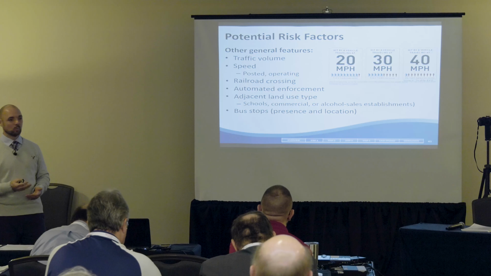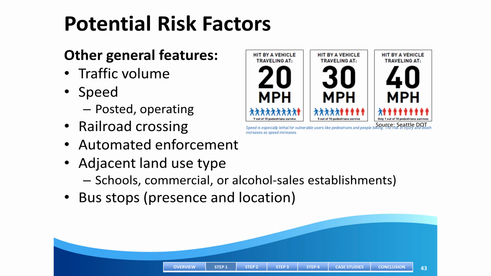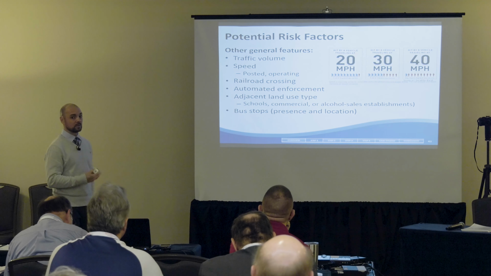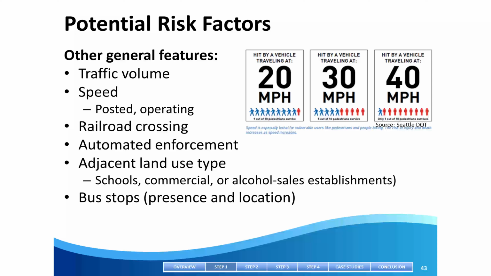Traffic volume and speed weren't listed on the previous slides because they're really cross-cutting. As you increase traffic volume, you increase risk. As you increase speed, you increase risk. The graphic here just depicts the risk for pedestrians being struck at different speeds, where at 20 miles per hour, 9 out of 10 times, the pedestrian is going to survive that crash. Where at 40 miles per hour, 9 out of 10 times, the pedestrian is going to die. So risk is very much related to speed.